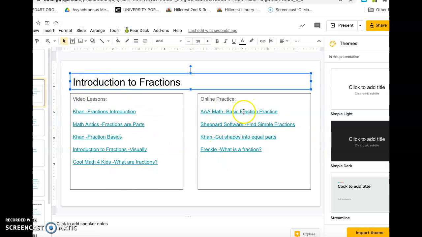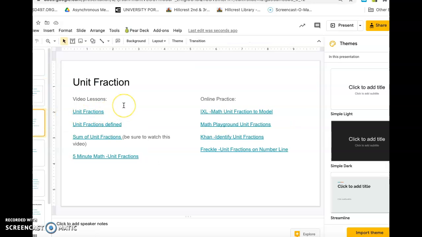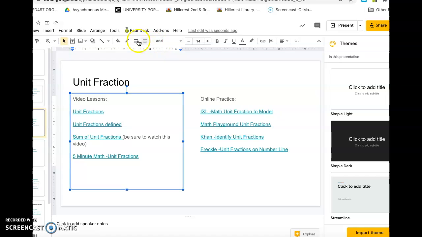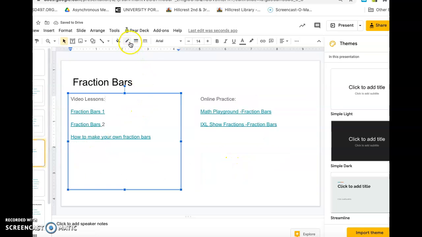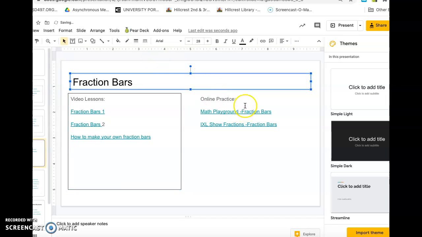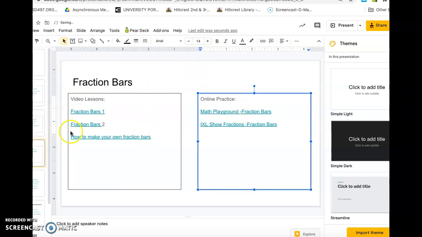The online practice on the right side of each slide take you to different places to practice this skill, introduction to fractions. So these different links take you to activities to practice the introduction to fraction. On the unit fraction slide, you'll see video lessons, and you'll see a note on this one that says be sure to watch this video. So make sure you watch this one. And then you have practice activities. So each day or each slide has a topic and practice activities. So watch the videos, learn about the topic, practice the activities, and you can play these games as many times as you need to practice the activity.